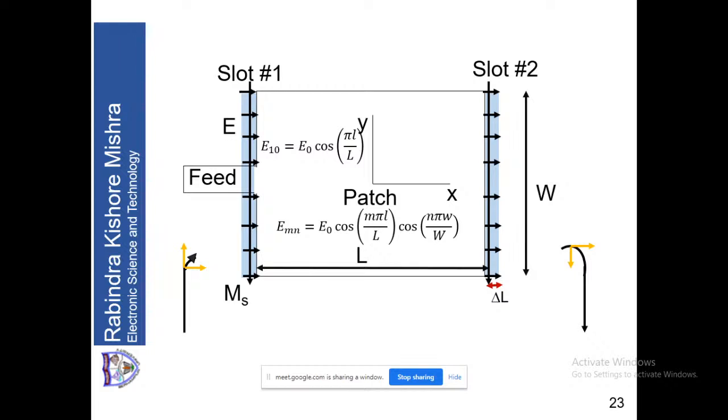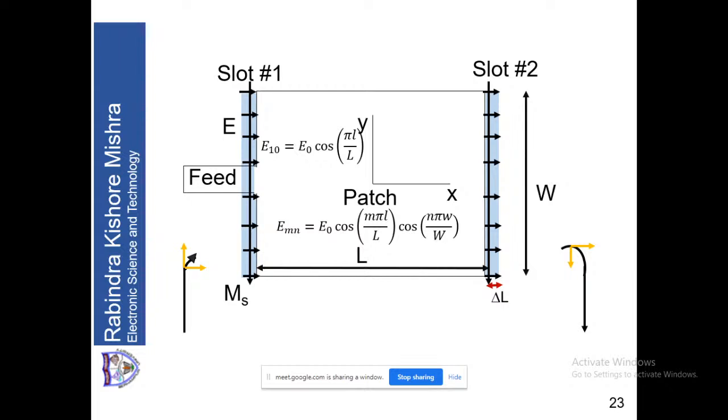So for E10 we put m equal to 1, n equal to 0. So cos 0 is 1. Therefore E10 will be E0 into cos(pi l by L), where L is the capital L. Now if I put l equal to 0, when I am on the left edge, cos 0 is 1. So within the aperture E10 will be E0.